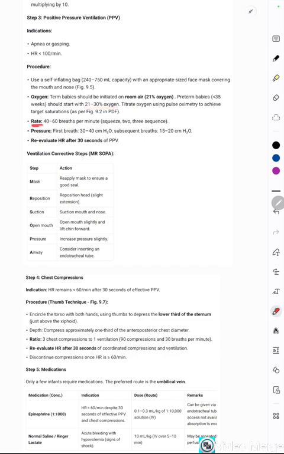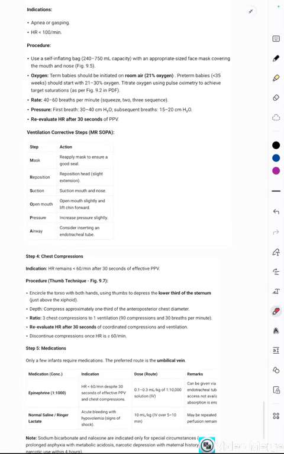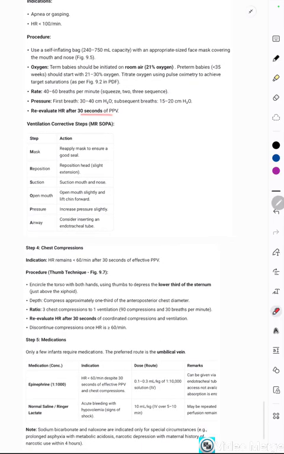Then the rate should be 40 to 60 breaths per minute. So we have to give breath, 2, 3, breath, 2, 3 in that particular sequence. Then the pressure: for the first breath the pressure should be 30 to 40 centimeters of water, and in the subsequent breaths it should be half, that is 15 to 20 centimeters of water. And reevaluate the heart rate after 30 seconds of positive pressure ventilation.